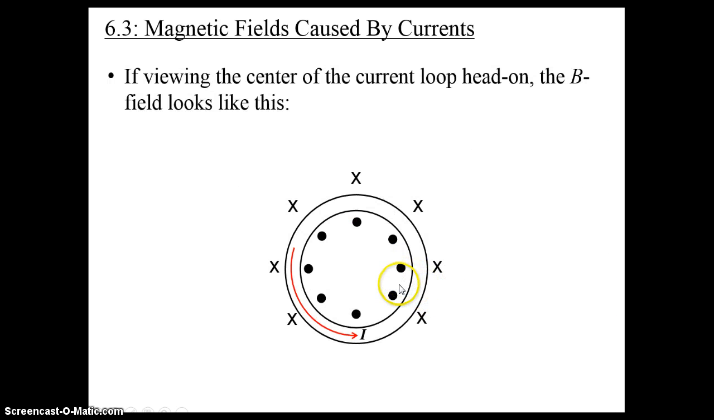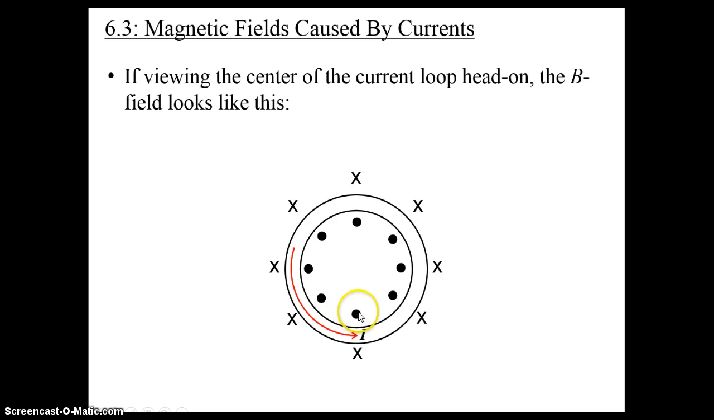Okay, if we looked head on, imagine, so here's the wire, right? Imagine we have current going around like this. Here's what our field would look like. On the inside, the field would be coming up, or let's say, it's coming out of the page. On the inside, the field lines are coming out of the page.